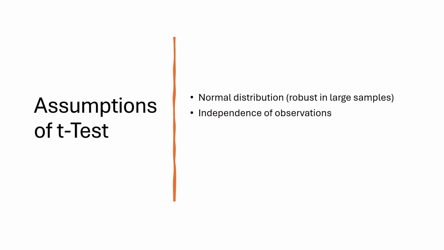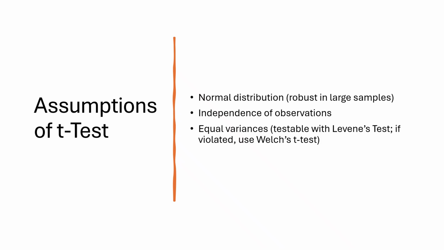The t-test assumes three things. First, data are roughly normally distributed, especially in small samples, though with large samples it is more forgiving. Second, each observation must be independent of each other. And third, group variance should be similar. If not, we use other non-parametric tests. More on these assumptions when we conduct the t-test.